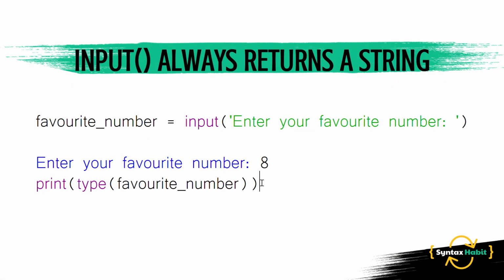Here's something very important to remember. No matter what the user enters, the input function always returns a string. Even if the user types 25, Python stores it as a string. You can easily check this by using the type function. This is why you will often need to convert user input before performing calculations or making numerical comparisons.